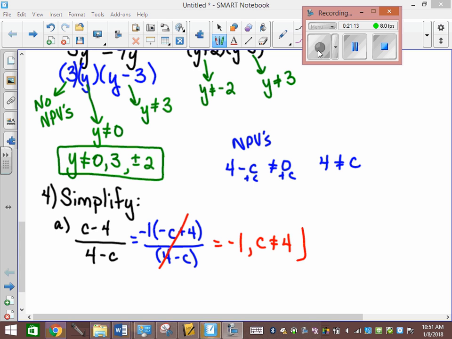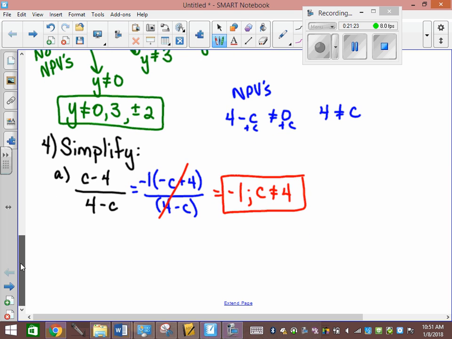I always give my answer, and I state my non-permissible value behind it. That is the correct way to go about this, because -1 is not the answer. -1 with c cannot equal 4 is the right answer. Okay. B.